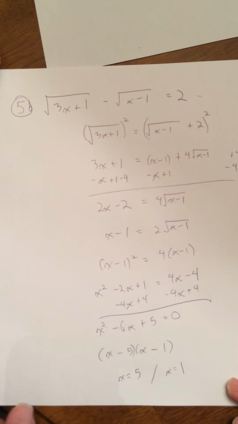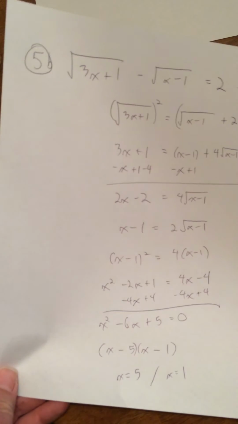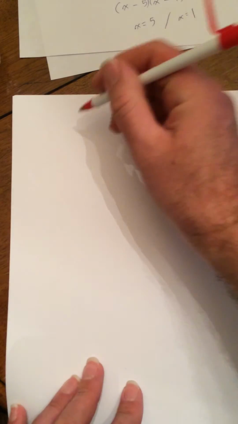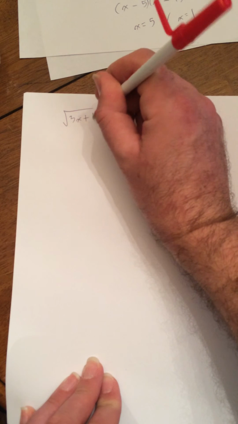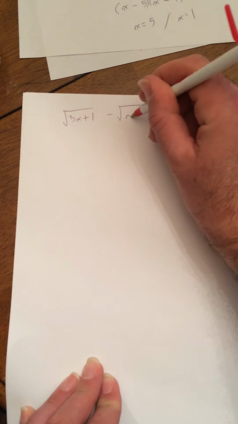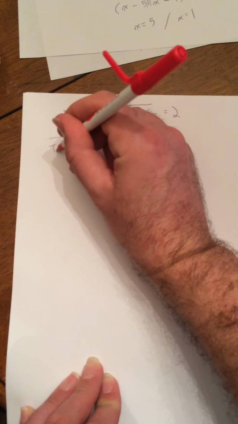Now remember, when you've got a radical equation, you do have to check and see if your answers work. So let's plug these into the original equation and see if we can make it work. We had square root of 3x plus 1 minus the square root of x minus 1 is supposed to be 2, right? So let's try it.